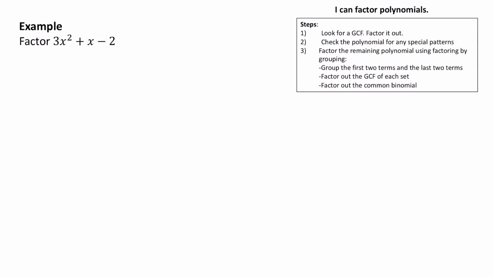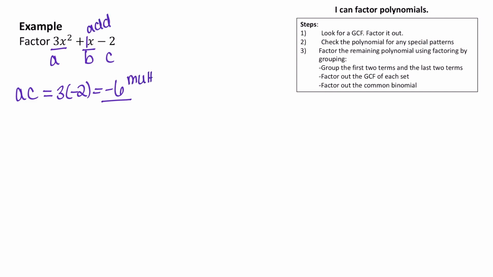So what if we want to factor 3x squared plus x minus 2? So remember, in this equation, we have a, and then we have b, which is our coefficient of x, and we have c, which is negative 2. Remember, we need to multiply a times c, so that is 3 times negative 2, which is negative 6. And then we need to find two factors of negative 6 that are going to add up to b, right? So they multiply to negative 6, and then they add to positive 1.